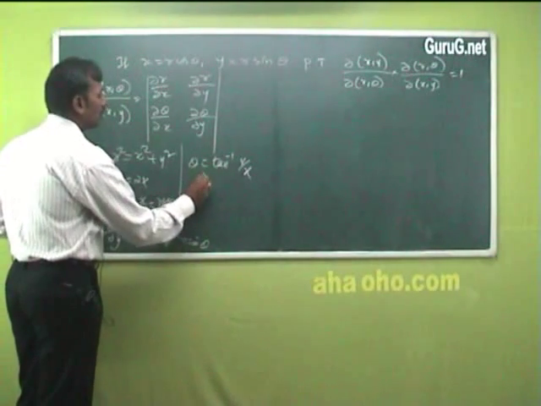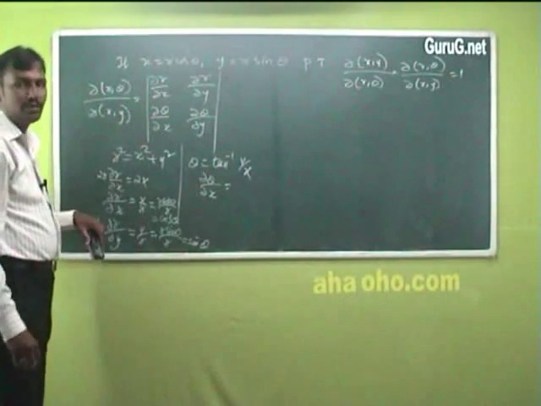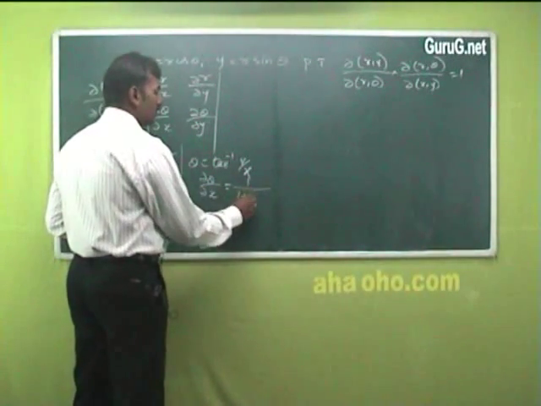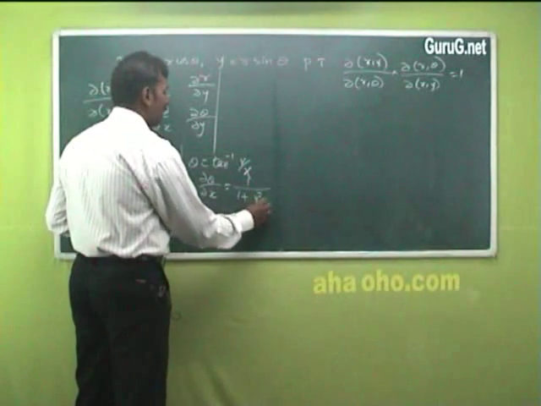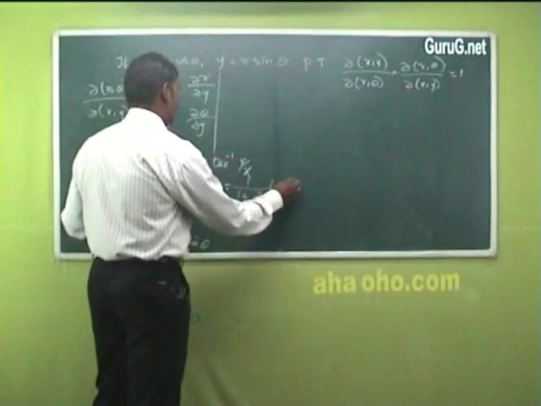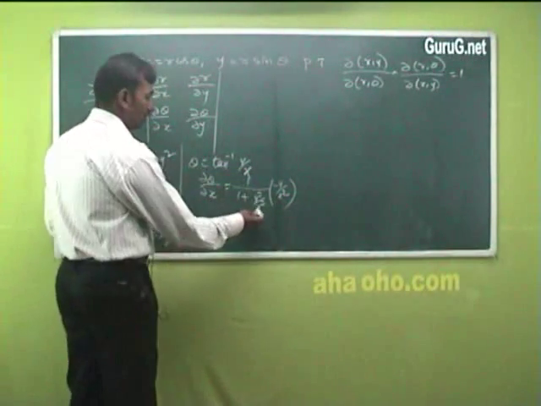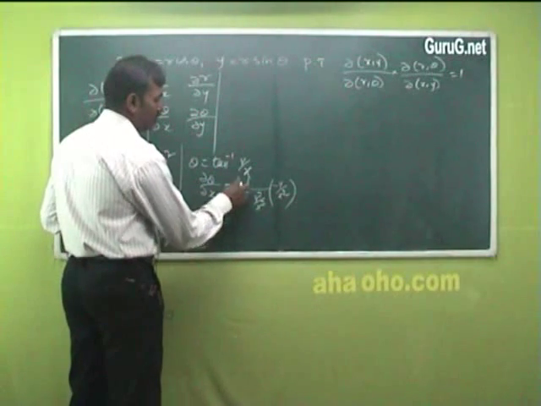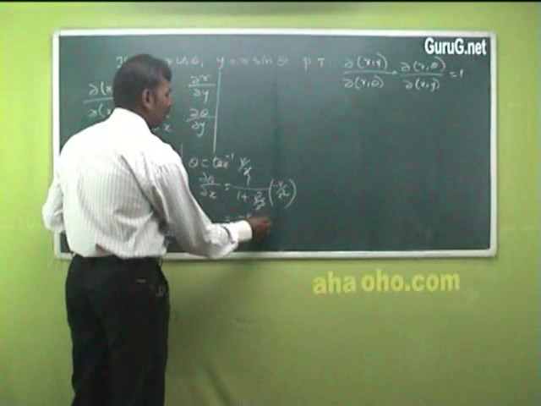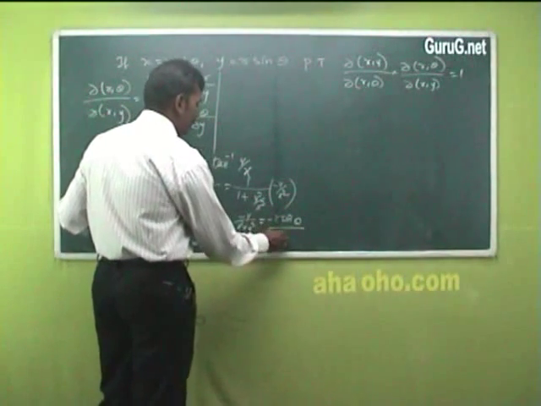Then you differentiate θ, so ∂θ/∂x. So tan inverse of y by x. Differentiate it: 1 by 1 plus y squared by x squared into minus y by x squared. You differentiate with respect to x, keeping y as constant. You take the LCM, so the numerator is minus y by x squared plus y squared. What is y? Minus r sin θ by this is r squared.